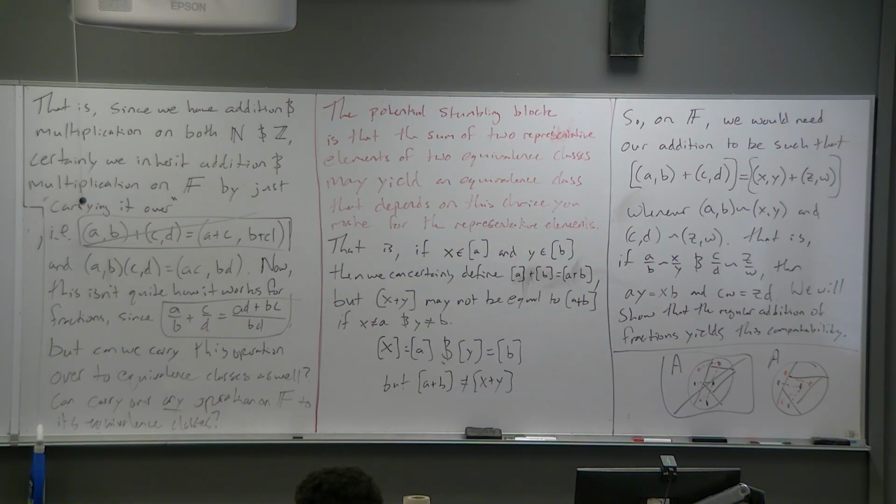Suppose that A over B is similar to X over Y, and C over D is similar to W over Z. Then (AD plus BC) over BD is similar to (XZ plus YW) over YZ.